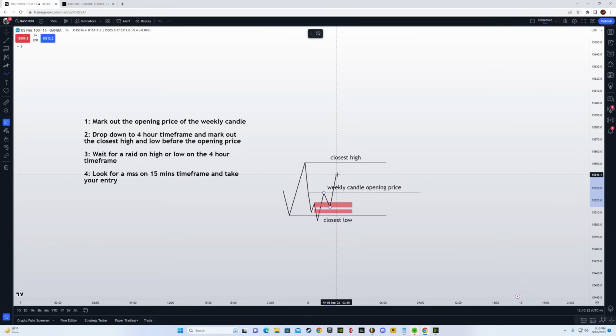Very simple and very mechanical strategy. Guys, we are not going to look at the economic calendar like we did in the previous video. We're simply just keeping it as mechanical as possible. We mark out the weekly candle opening price, then we look for a raid on the closest high or low, then we look for a market structure shift on the 15 minutes time frame, and then we take our entry. Let me give you guys some examples, and then I will end the video.